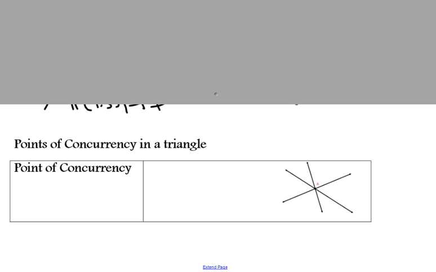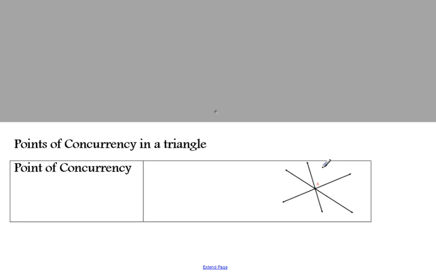Okay, this is where the vocabulary really goes a lot more in depth. So you have to know what a median is, and you have to know what an altitude is. You also have to know what an angle bisector is and a perpendicular bisector. If you don't know what any of those are, raise your hand and let me know if it's not a median or an altitude that we just talked about earlier.